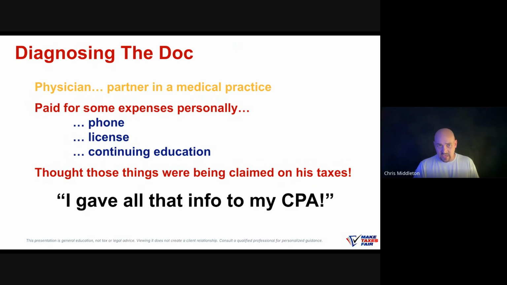Some of his licenses he was paying for personally. He never got around to saying, hey, can the business pay for these? Continuing education. There were certain things where he was like, hey, I'm interested in this class or this education seminar. And he would go and do trainings to keep current on what's going on in his profession. He thought all those things were being claimed on his taxes, right? He said, well, I gave all that information to my CPA. The problem is the CPA was not the same CPA that was doing the tax return for the partnership.